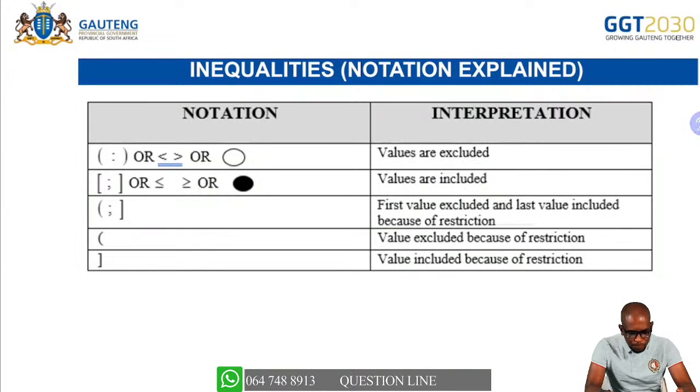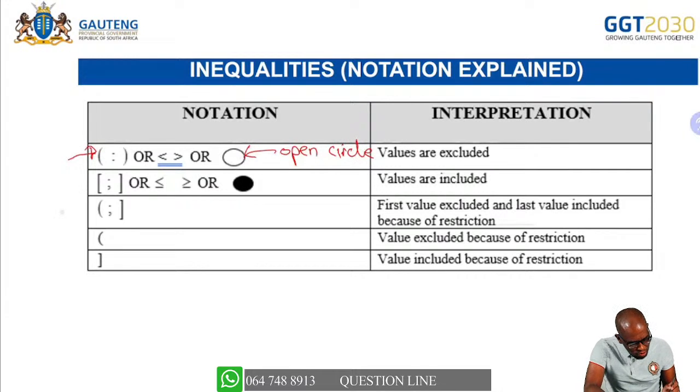Right. We go back to inequalities. Let us now first look at the notation as we did last week. The notation here, if you are using this type of bracket, it's not included, that is a round bracket, or if you are drawing a number line there, you can use an open circle to represent an interval that is not included.